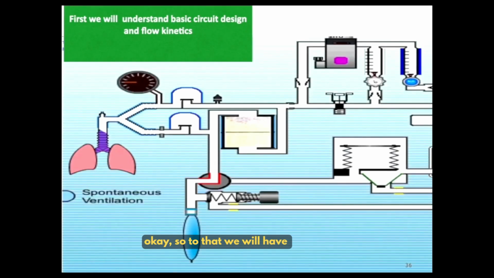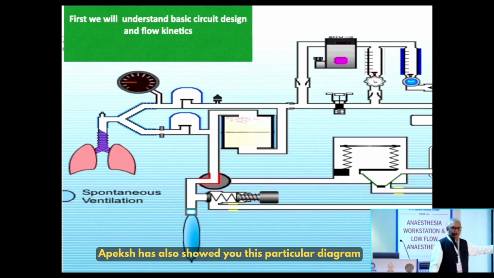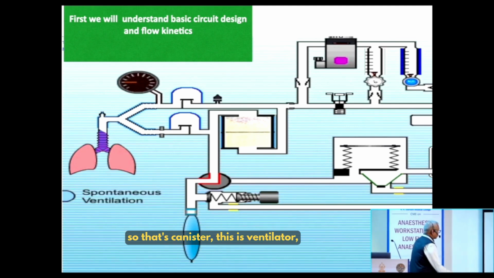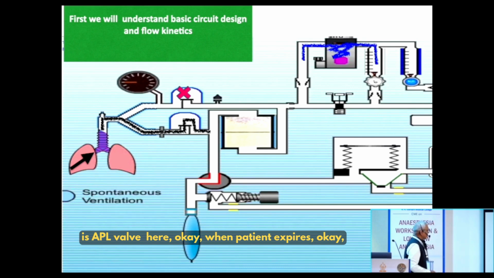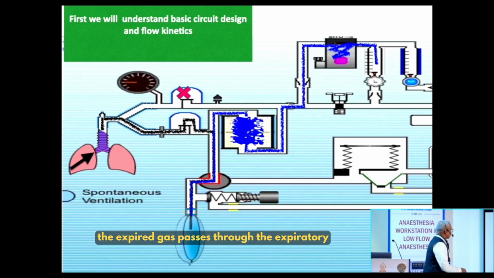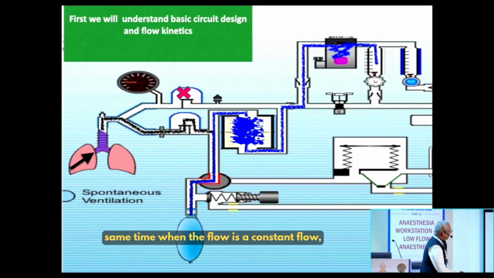To do that, we'll have to understand the basic circuit design. I think Apex has also shown you this particular diagram. That's a canister. This is the bellows ventilator. This is the flow meter. This is the APL valve here. When the patient expires, the expired gas passes through the expiratory unidirectional valve. At that time the inspiratory unidirectional valve closes. At the same time, the constant flow goes through the soda lime canister and to the reservoir bag when the patient expires.